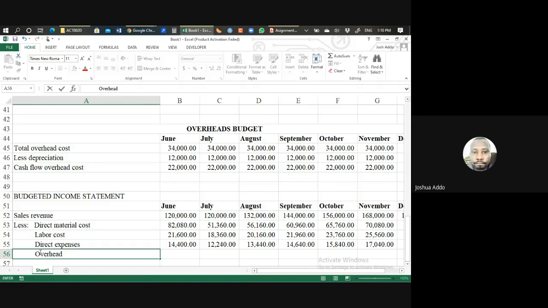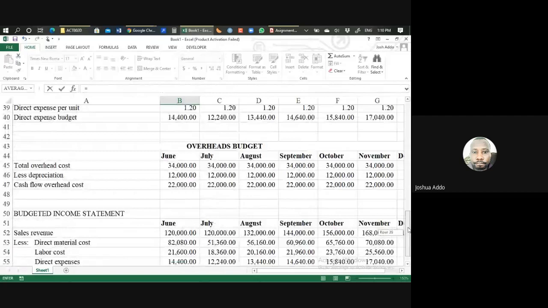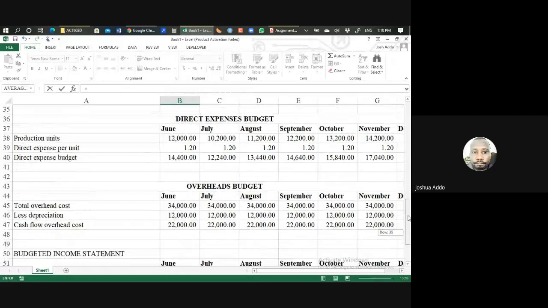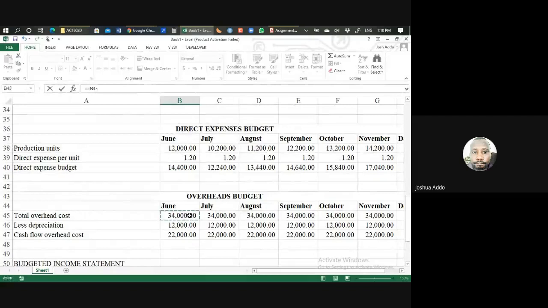Overhead costs, we can simply pick it from there. Since you are picking them, you could have typed it straightforward because it was one figure as 34,000. In the income statement, it will be the total. But when we are preparing the cash budget, because the cash budget specifically deals with only cash flows, that's why we have to take the depreciation away. So for here, our overhead cost will be the total overhead cost, which will be the 34,000 per month.